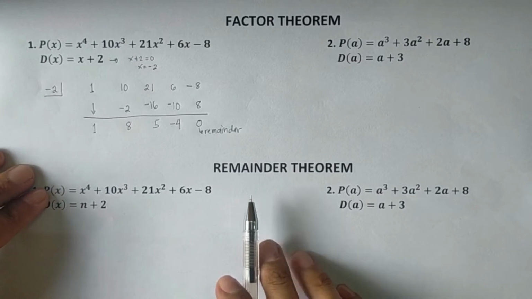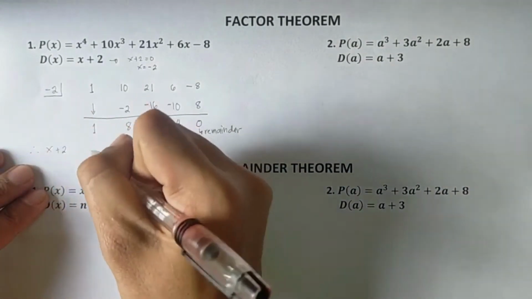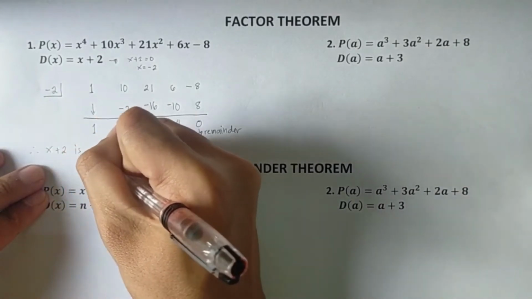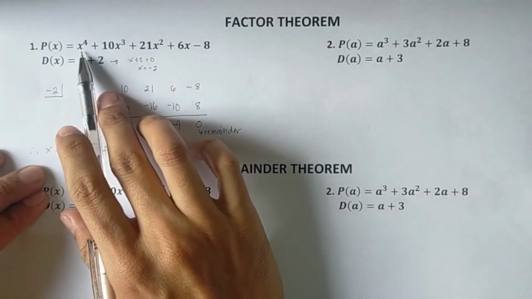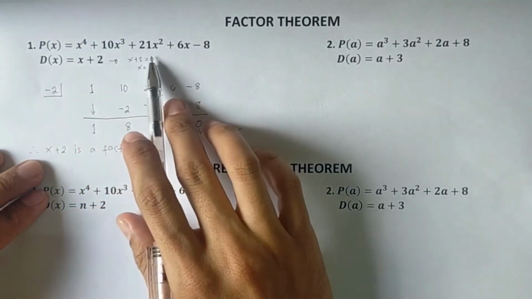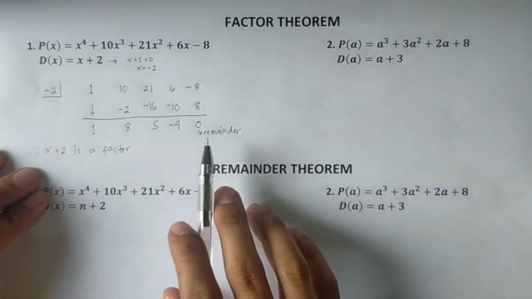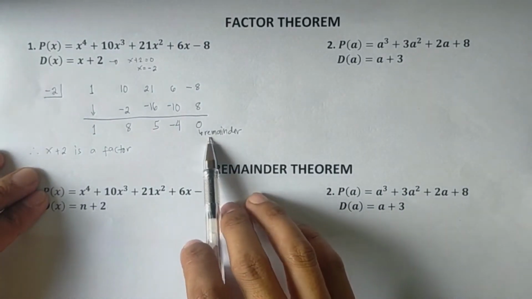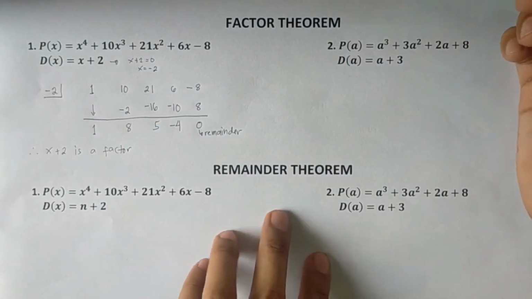So we can say that x plus 2 is a factor of x to the power 4 plus 10x cubed plus 21x squared plus 6x minus 8, because the remainder is 0.